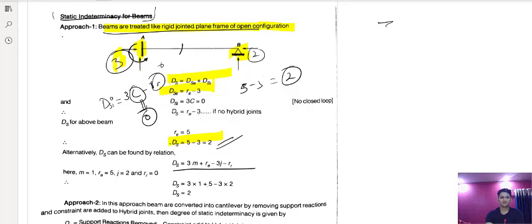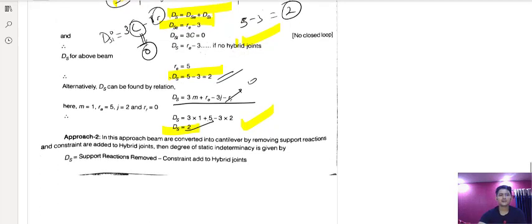There are 3 to 5 reactions, minus joints. Joints are 2, so the value of j is 2. 3 times 2, and Rr is 0 as there are no internal hinges here. So in that case the value of ds comes out to be 2. The value of ds is the same here, so you need to treat the beam as a rigid jointed plane frame.